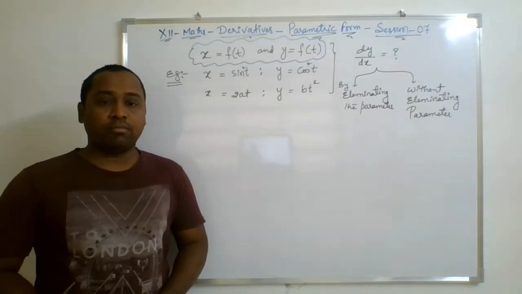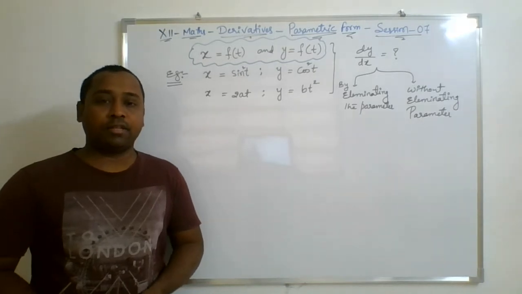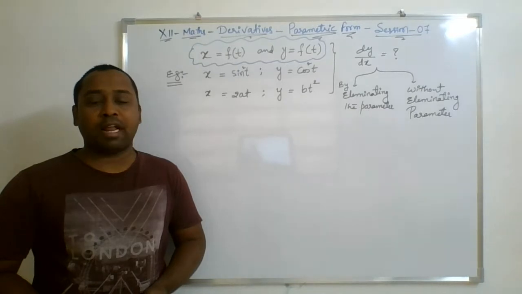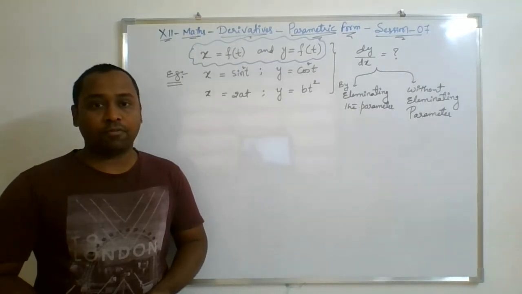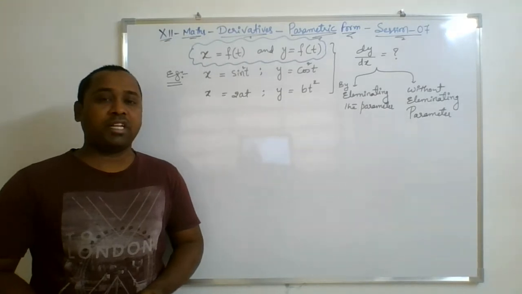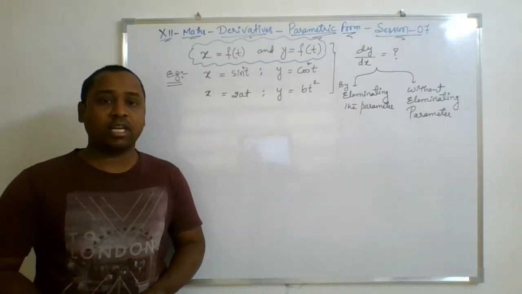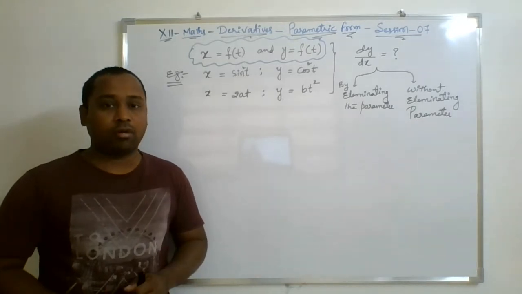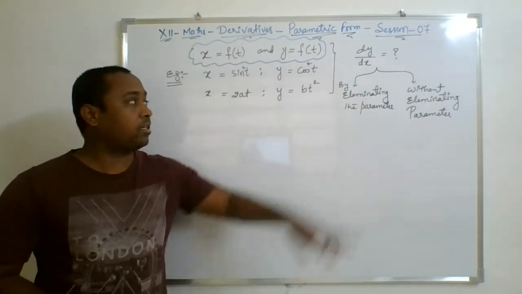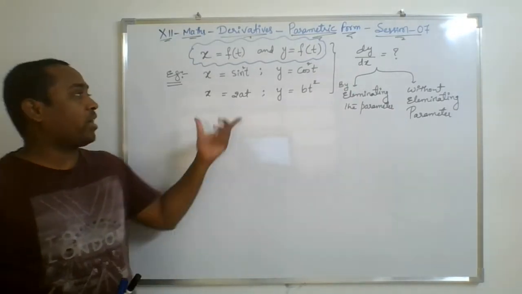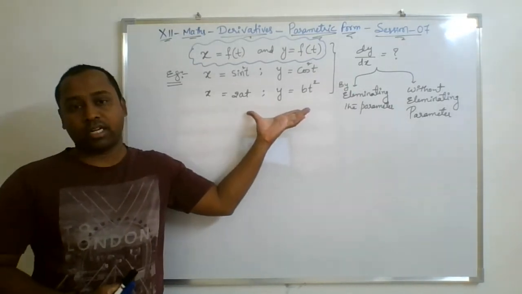So, in session number 7 in chapter derivatives, today we are going to understand the parametric form of the functions. First, try to understand what is meant by parametric form. If it is in parametric form, then how do we take the derivative of that function to get dy by dx? Now, just look at this example which is already written.